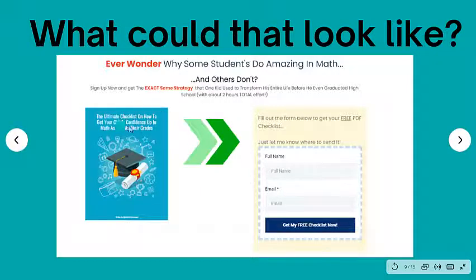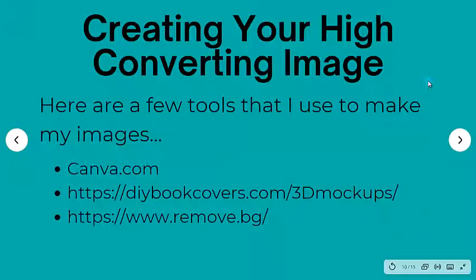So now, how do we actually go about creating your high converting images, right? For your Facebook posts, for your Instagram posts, for your Facebook ads, your Instagram ads, right? We have to actually make high converting, high quality graphics, right? So here's some tools that I use. I use Canva.com. Canva is actually what I built this presentation in. Absolutely love Canva. There's a free version and a paid version. I always recommend starting with the free version, and then once you're ready, upgrading to the paid version, it's worth every penny, right?